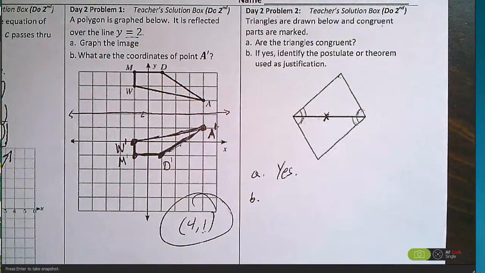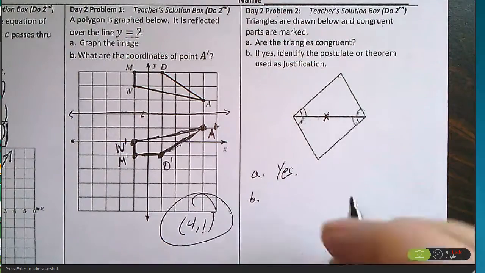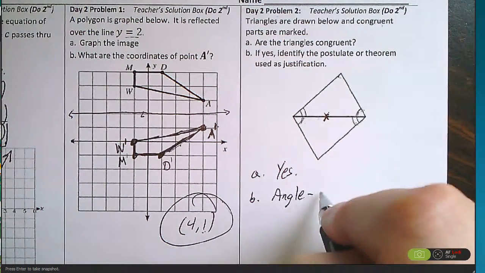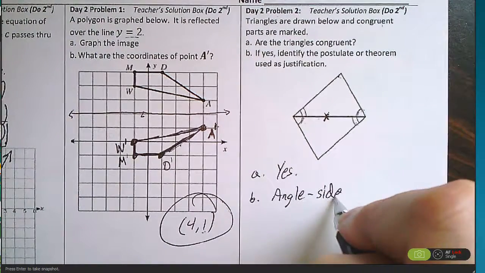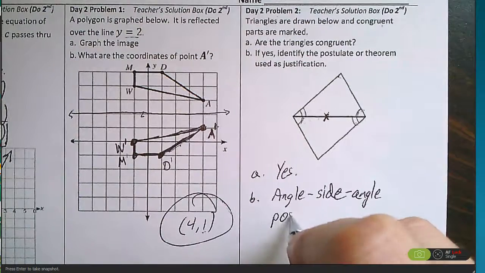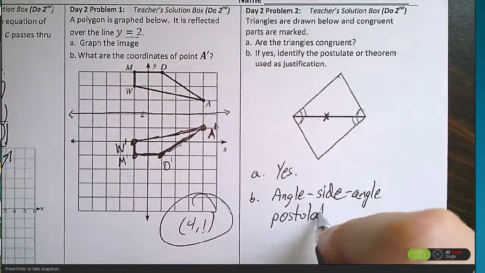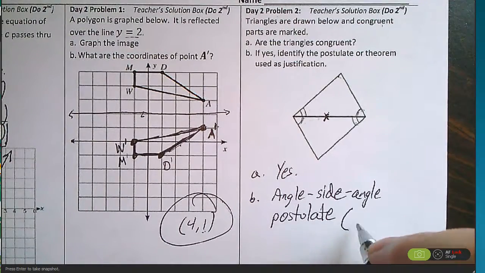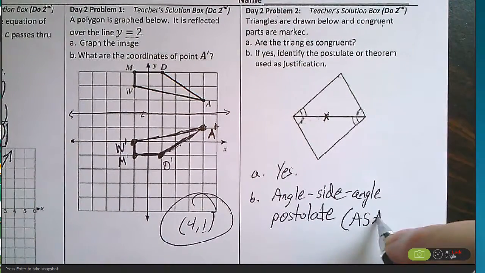And in part B, our postulate is called the angle side angle postulate. The abbreviation that we're going to use this year in geometry class for angle side angle is ASA.